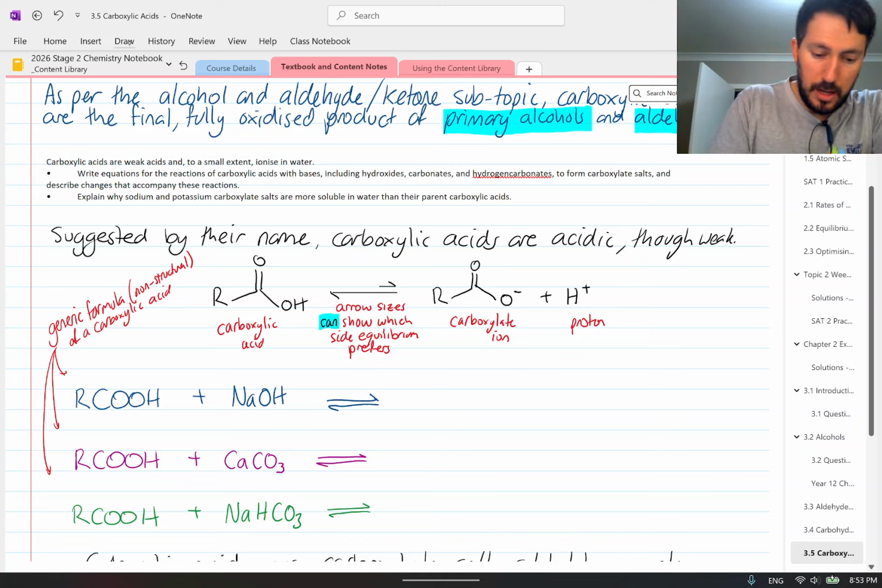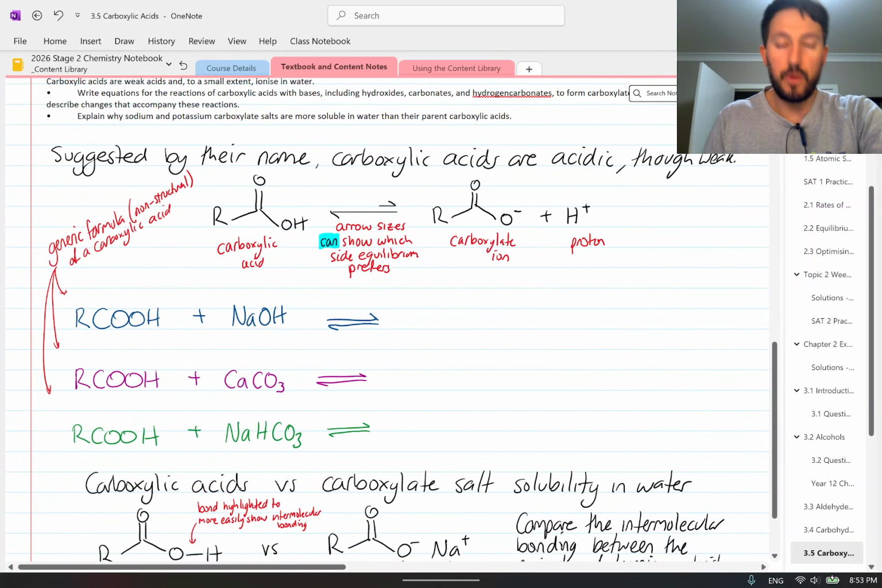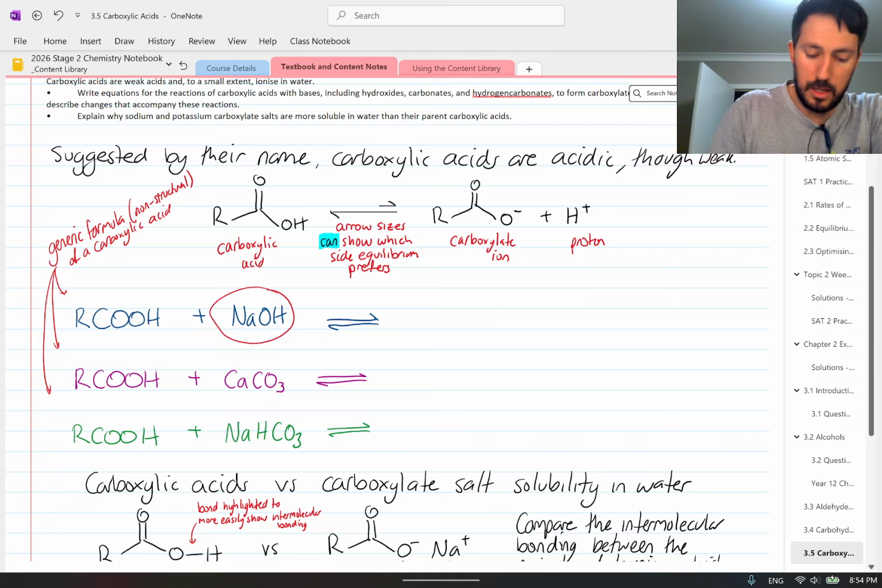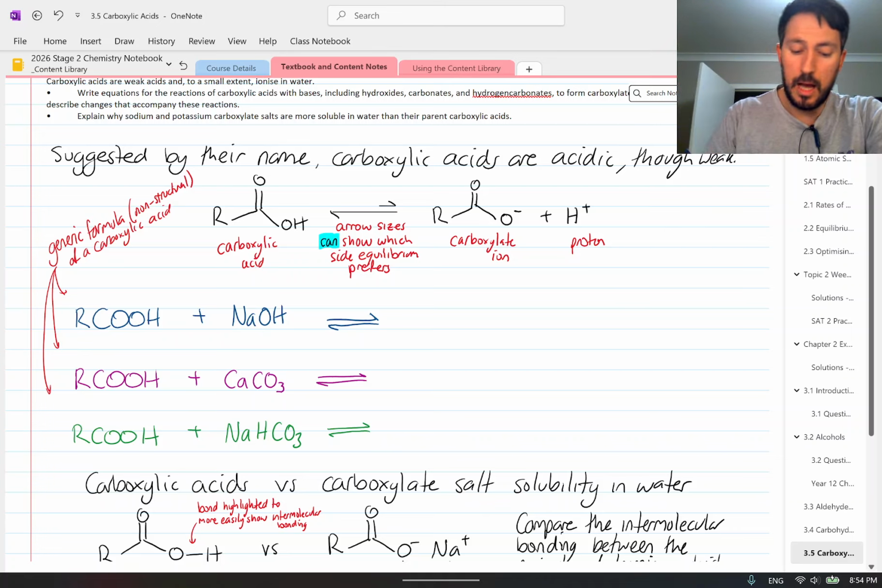Okay, so let's continue on. We are going to be looking into the reactions of carboxylic acids with three groups of other reactants. So our first one is a metal hydroxide, so that's this thing here. So our metal hydroxide, such as sodium hydroxide.